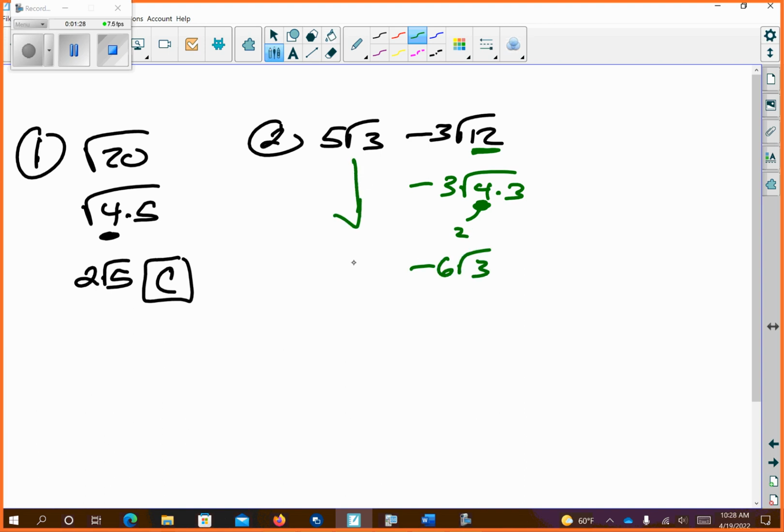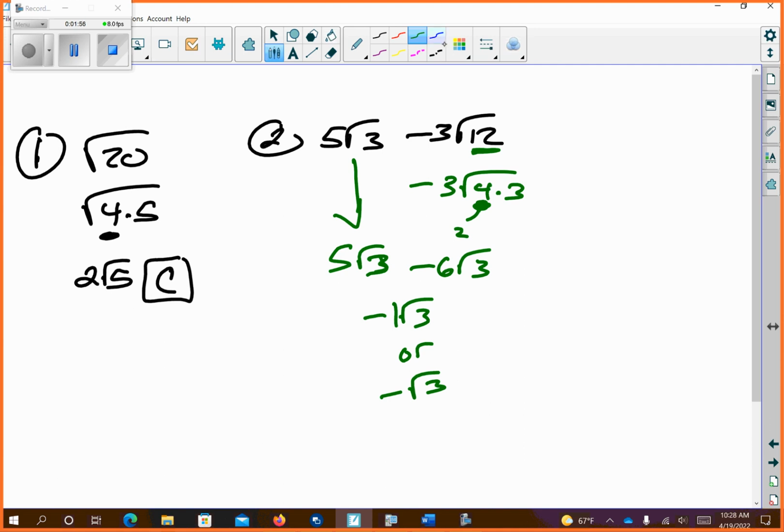Then I'm going to bring this one straight down. 5 root 3. 5 root 3 minus 6 root 3 is negative 1 root 3. You can have that as an answer, or you could just say it's negative root 3. Where's the answer there? What's your question? It's negative 2 instead of negative 2 root 12.